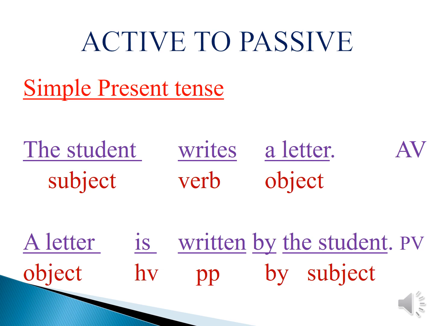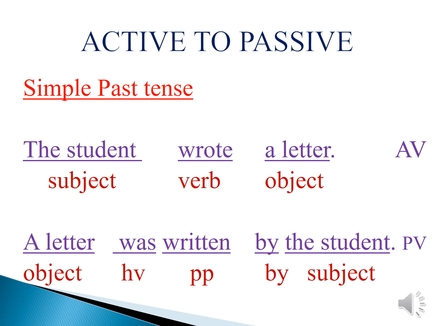And the past participle of write is written. That is the V3. I have already told you V1, V2 and V3 of the verbs. So V3 only will come for passive voice. Is written by the student. The subject will come here. This is the passive voice of the sentence. The student writes a letter.